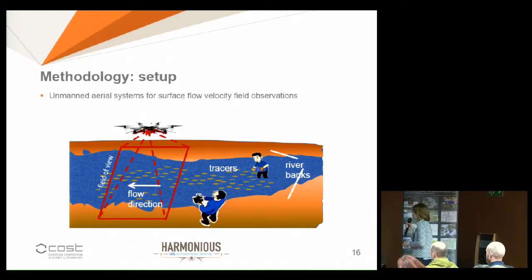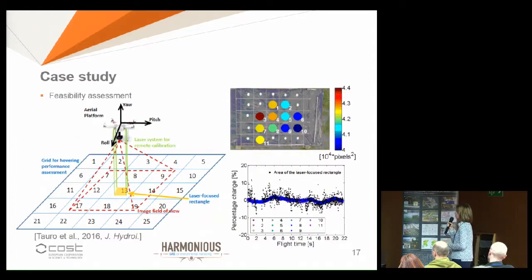So at the same time, we deploy tracers onto the water surface. Of course, we don't have to deploy people into the river. This is just a cartoon. And according to the type of velocimetry algorithm we apply, it is not necessary to deploy tracers. So this depends on the appearance of the water surface, on illumination conditions, and some other factors.